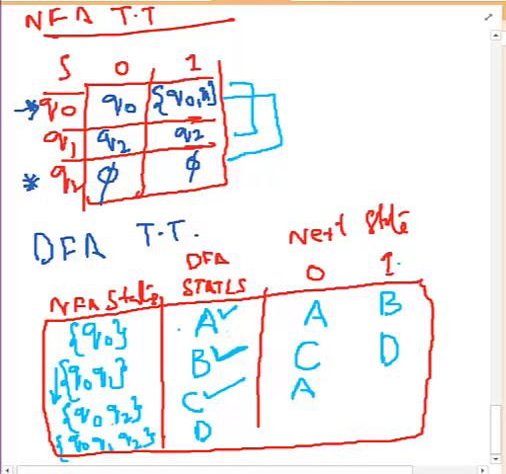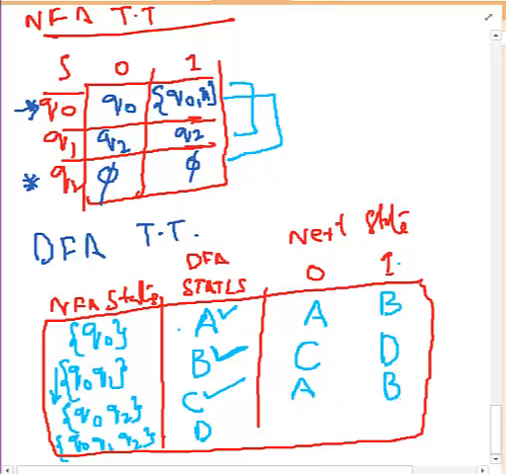So from Q0, Q2, that is C, where can I reach on taking 1? So Q0 and Q2, these two guys. On 1, I'm going to reach Q0, Q1, phi, that is Q0, Q1 only. What is Q0, Q1? I have already done that. That's B. So we will go to B. B is already seen, so we'll not see it again. Now C is done, so we take up the D.